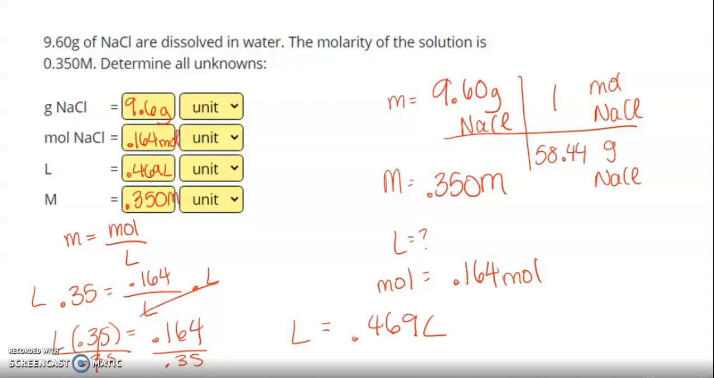One thing to remember is that when talking about molarity problems, the liters is the liter of the entire solution. So after you put the solute in and dissolve it, the liters is the liters of the whole solution, and moles is just moles of the solute.